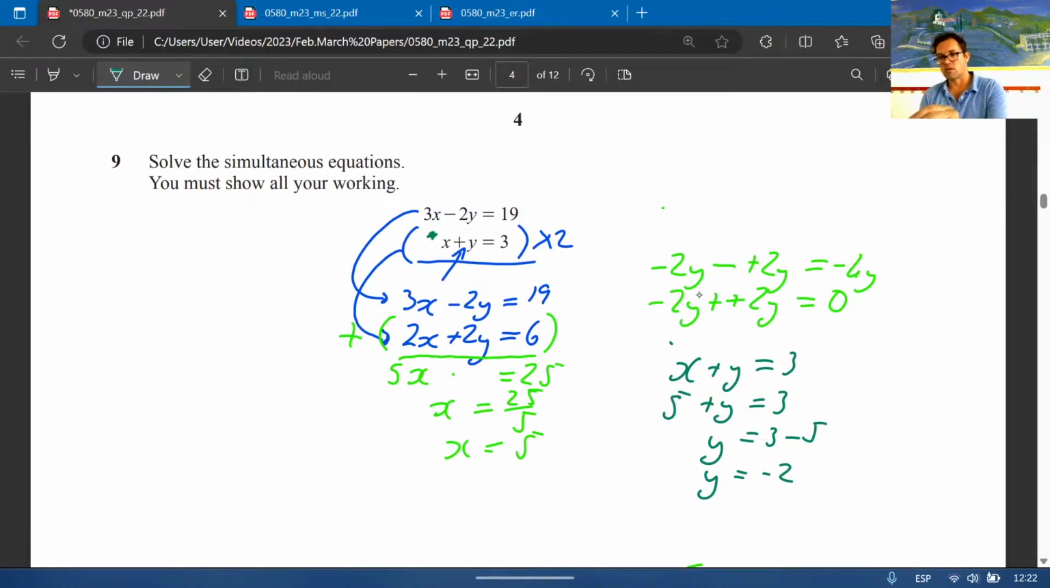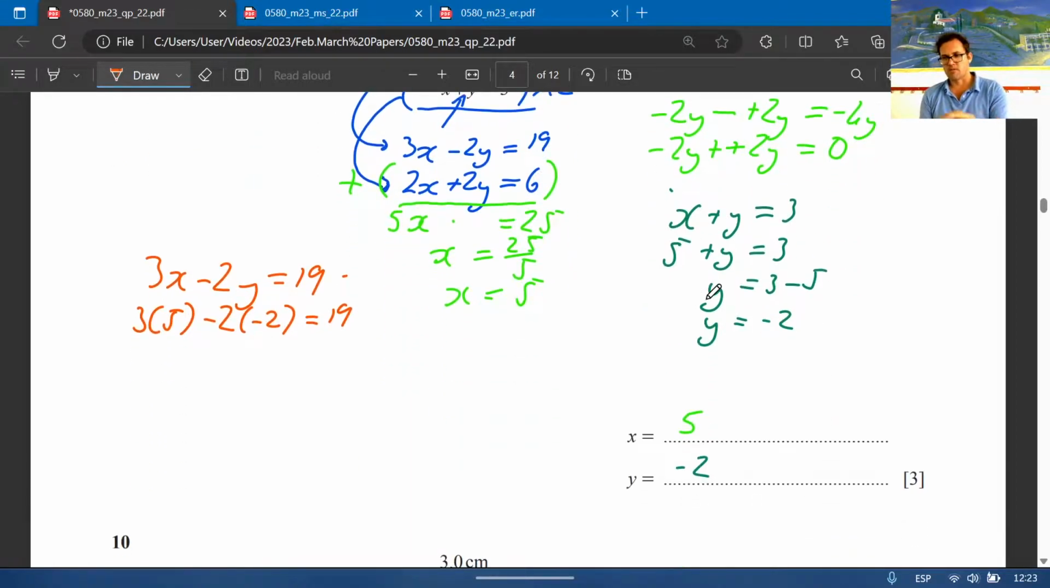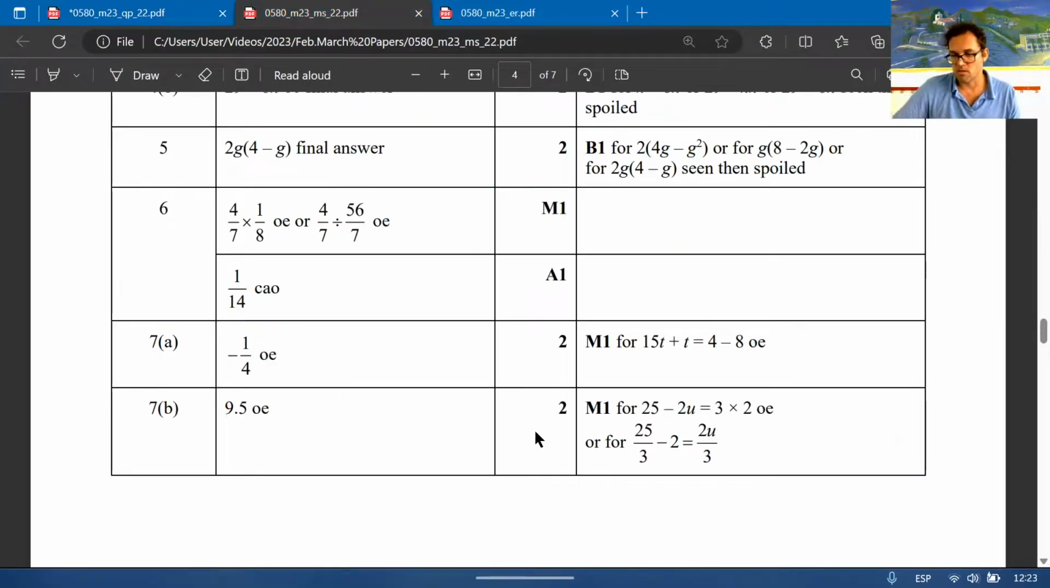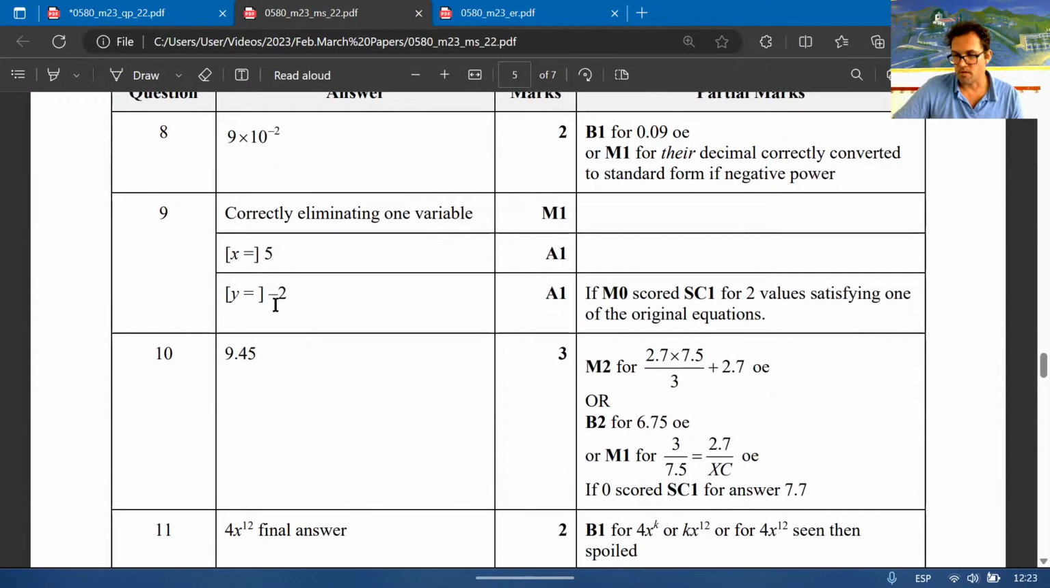Is this right? You can always check it, yeah? Check the other equation. Let's take this one, which is 3x minus 2y equals 19. We just said x is 5 and y is minus 2. 3 times 5 is 15. Minus 2 times minus 2: 2 negatives make a positive, 2 times 2 is 4. 15 plus 4 is 19. If you get something that is correct, then your answer is correct. If we got something that wasn't correct, then it wouldn't be right. So we know it's right, and the mark scheme says that as well: 5 and minus 2.